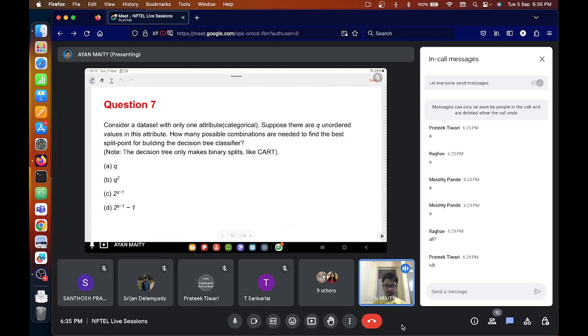Now question 7. Consider a dataset with only one attribute, which is a categorical attribute, and suppose there are q unordered values in that attribute. So there are q possible values for that attribute, unordered. How many possible combinations are needed to find the best split point for building the decision tree classifier?